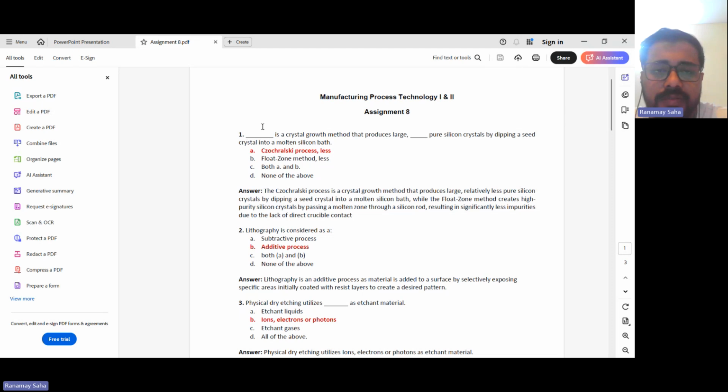And the question was, Czochralski's process is a crystal growth method that produces large and less pure silicon crystals by dipping a seed crystal into a molten silicon bath. So we discussed why the purity is less, right? During taking the seed out, some of the extra molten metal gets attached to the melt, and somehow it produces a less pure silicon crystal.